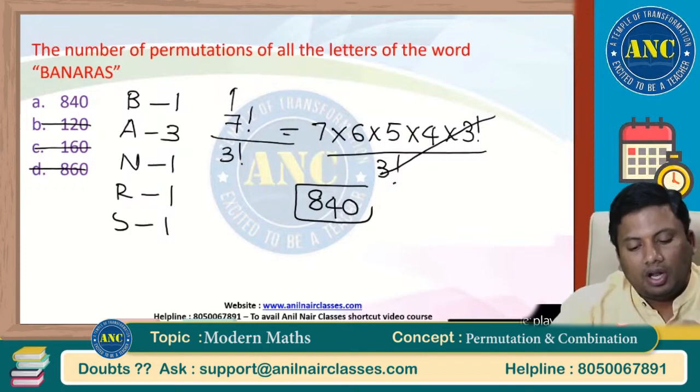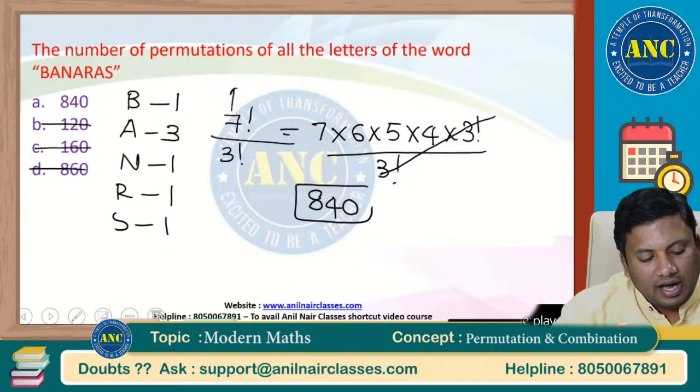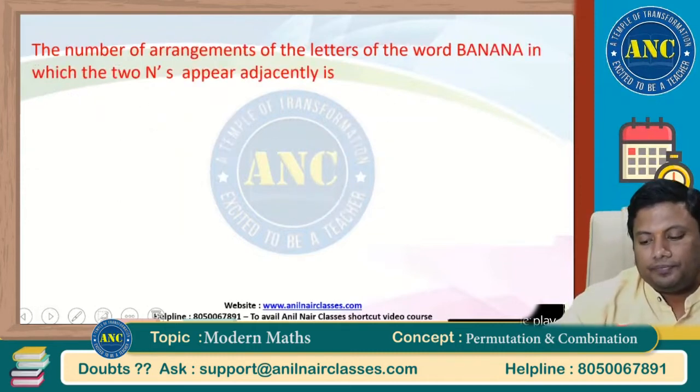You don't need to do all this. 7 is a prime number. Answer should be divisible by 7.